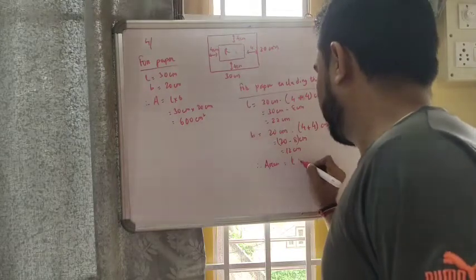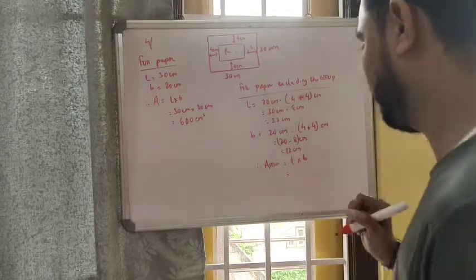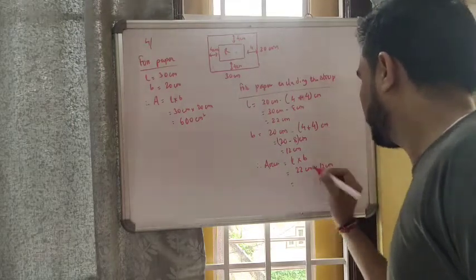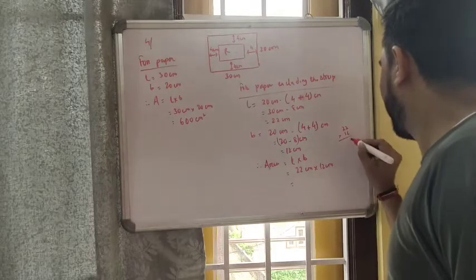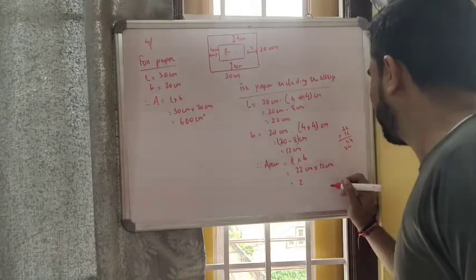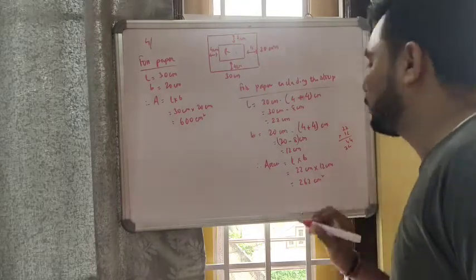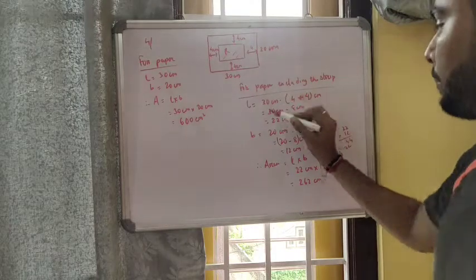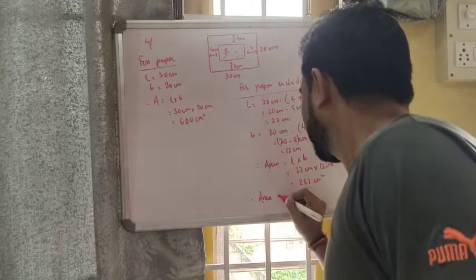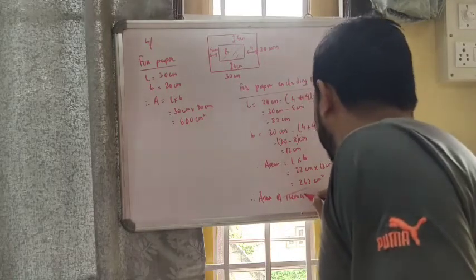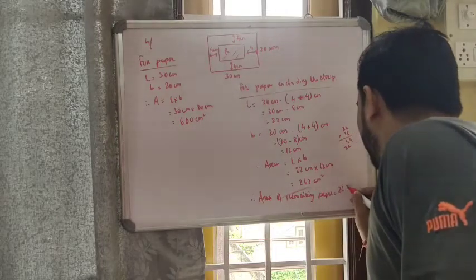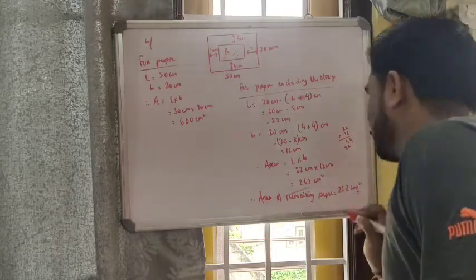Therefore area will be length into breadth, that is 22 cm into 12 cm, which is 262 cm square. Now this is the area of the remaining paper. Therefore area of remaining paper will be equal to 262 cm square.